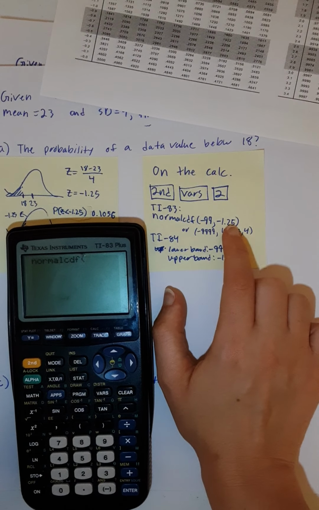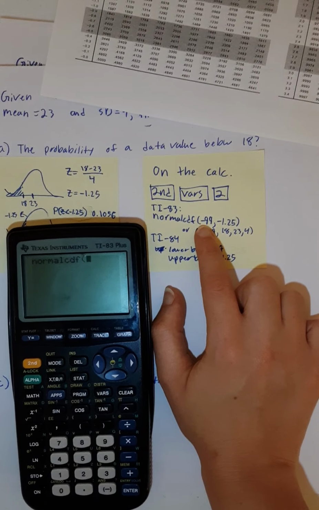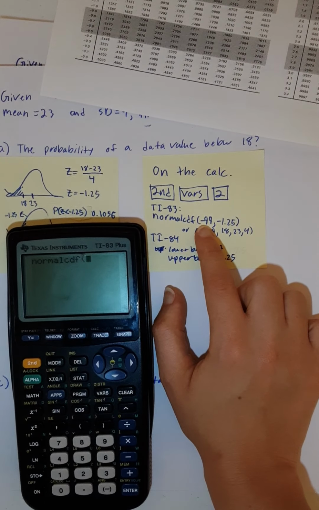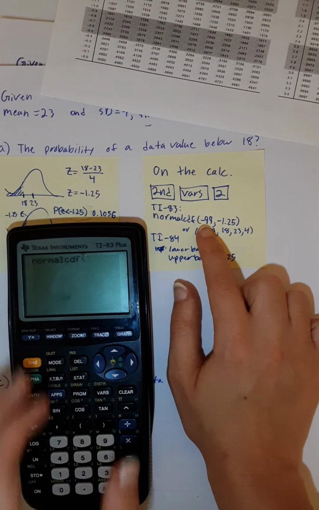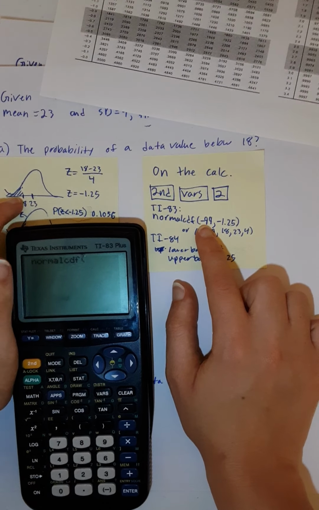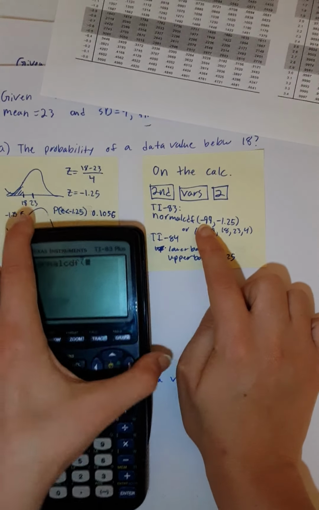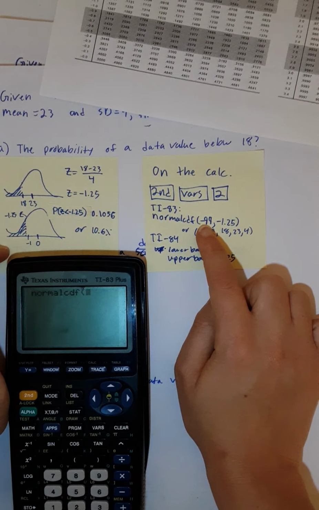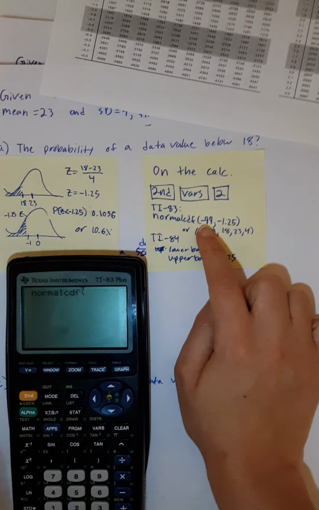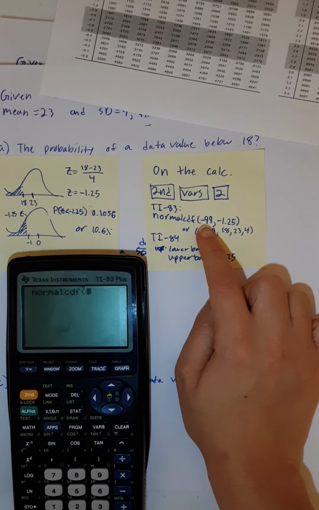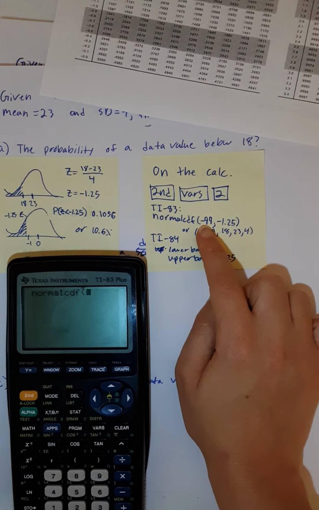Lower bound goes first, upper bound goes second. You might be wondering, where did that negative 99 come from? That's not anywhere in our problem. Well, the idea is if we look at our picture, we really want to just shade everything below 18, or everything below negative 1.25. You could say you want to just go forever away, right? Like infinity, all the way, all of those negative numbers forever and ever.